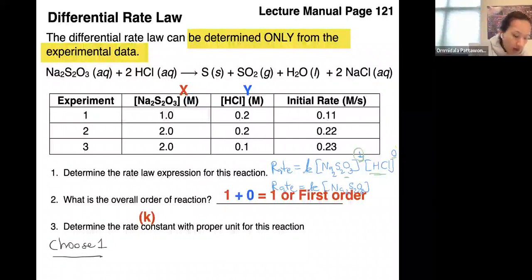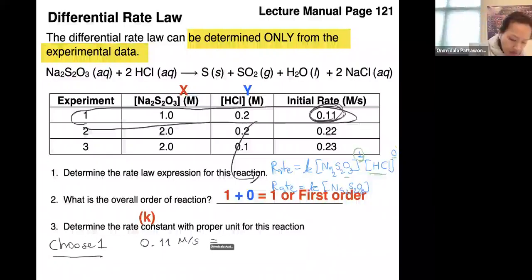If you choose 1, all you need to do is replace all of these concentrations into the rate law expression. According to the rate law expression, we know that the rate, which is 0.11 molar per second in this case, is going to equal k multiplied by the concentration of sodium thiosulfate. It's going to be 1.0 molar raised to 1, which is equal to itself, so I'm just going to leave it like that.